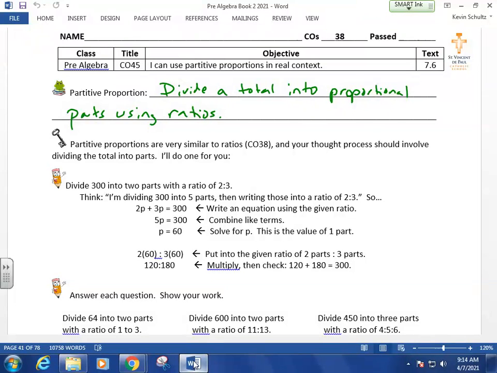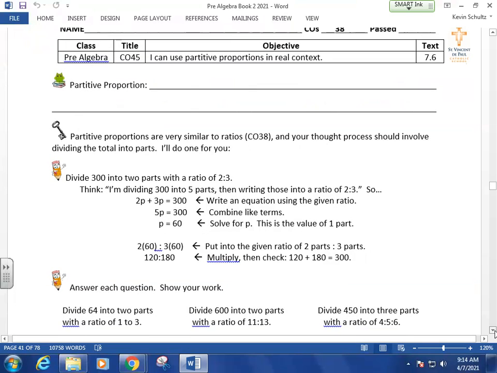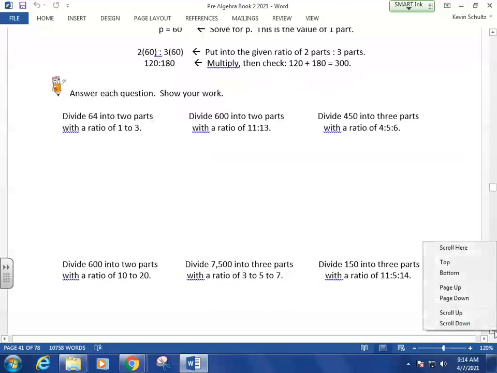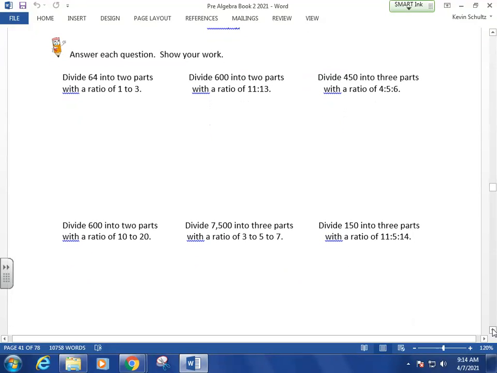So I'm going to skip this introduction here because I think verbally is going to be better explained than reading that. So we've got 64 things. It says divide 64 into two parts in a ratio of 1 to 3. Divide 64 into two parts in a ratio of 1 to 3.